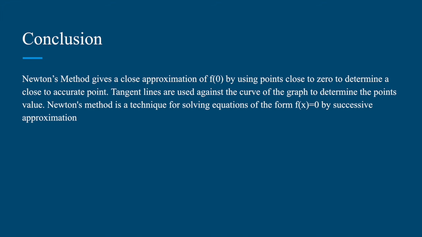Conclusion. Newton's method gives a close approximation of f of 0 by using points close to 0 to determine a close to accurate point. Tangent lines are used against the curve of the graph to determine the points of the value. Newton's method is a technique for solving equations of the form f of x equals 0 by successive approximation.